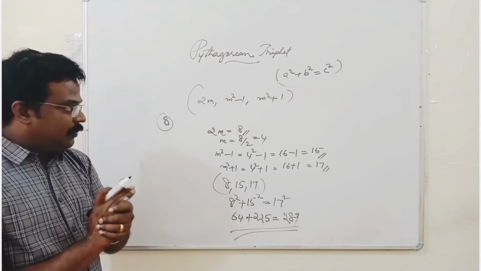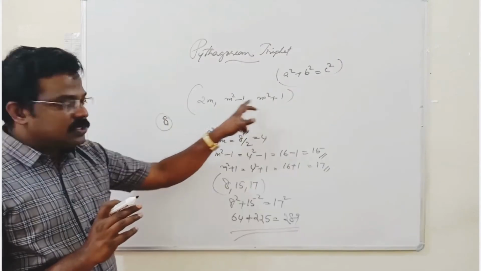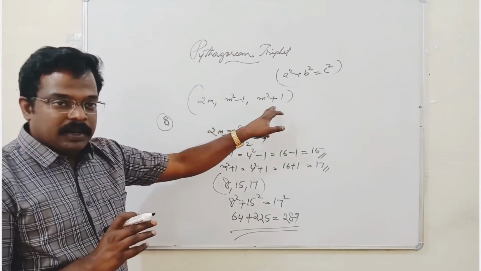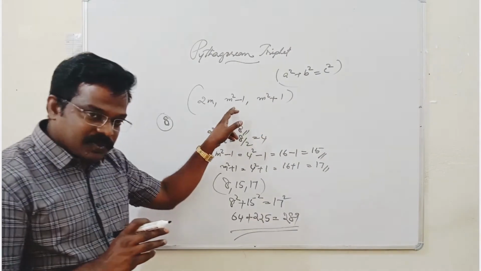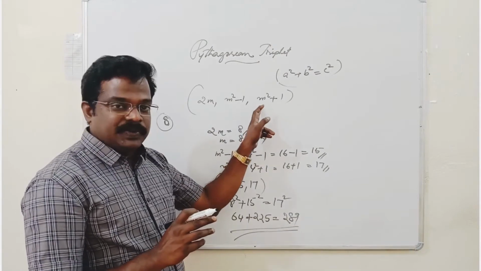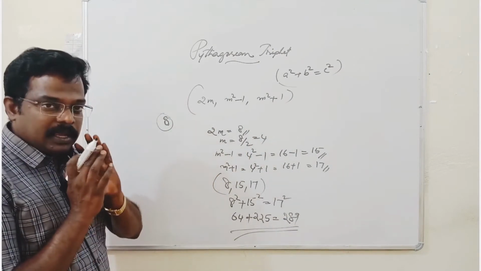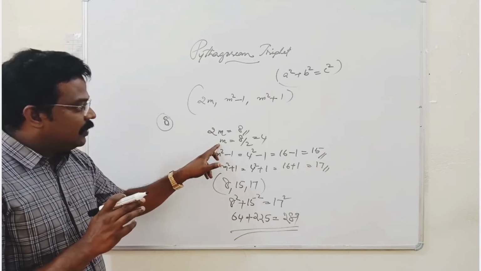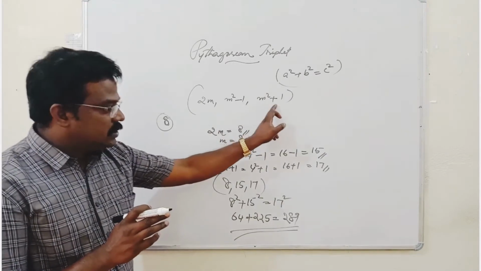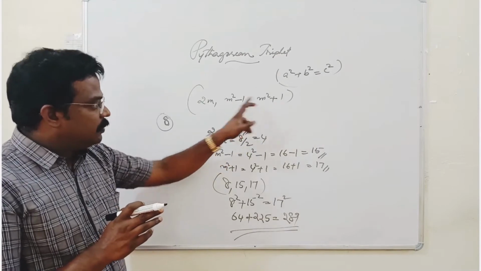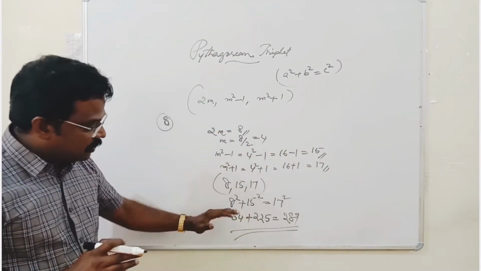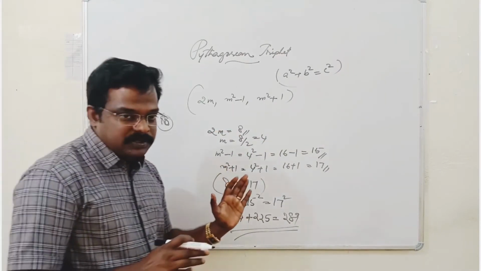One of the numbers you will get by using this. These are the three numbers in a Pythagorean triplet: 2m, m square minus 1, m square plus 1. If it is the smallest number, then you can use 2m, which we are taking as 8. From that we have to find m. Then use this in this form, and you just solve like this. You will get an answer.